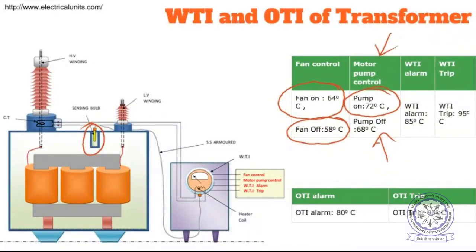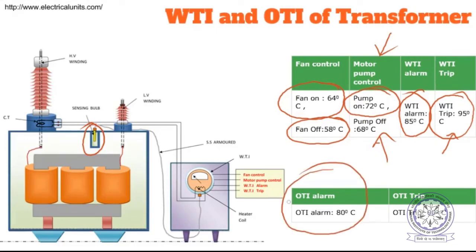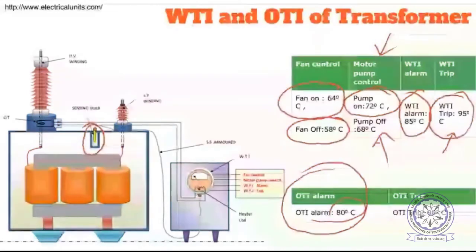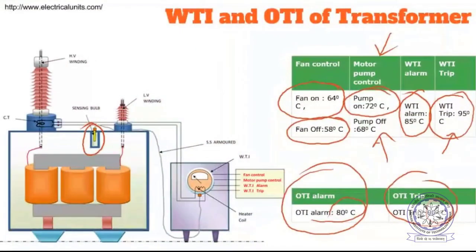And then the WTI alarm is set at 85 degrees centigrade, winding temperature. And then WTI trip, meaning switch off, will occur at 95 degrees centigrade. So 95 degrees centigrade is abnormal actually. And for the oil temperature indicator, the alarm will come at 80 degrees centigrade, and then the OTI trip beyond 90 degrees centigrade, it will be tripping. So these are the important temperature indicators in the transformer.